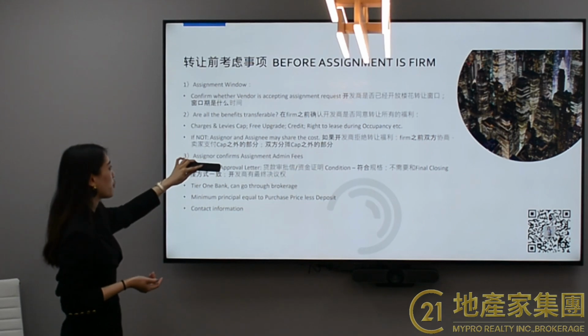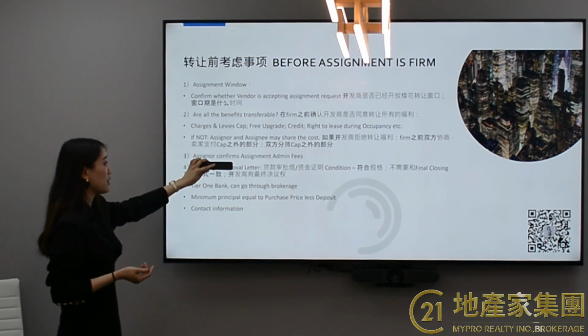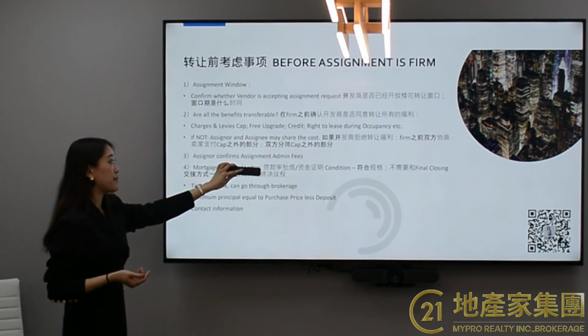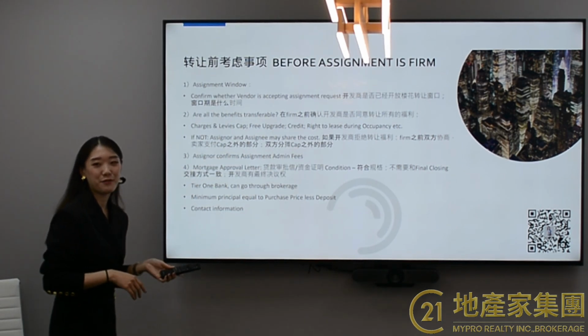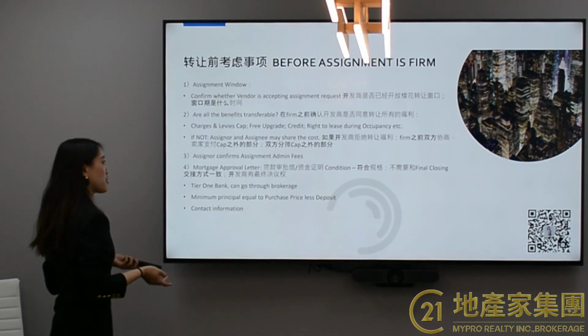And on the same point, if you only find out about the expensive assignment admin fee after other conditions are waived, there's no turning back. You have to pay for it because it's part of the vendor's requirement.